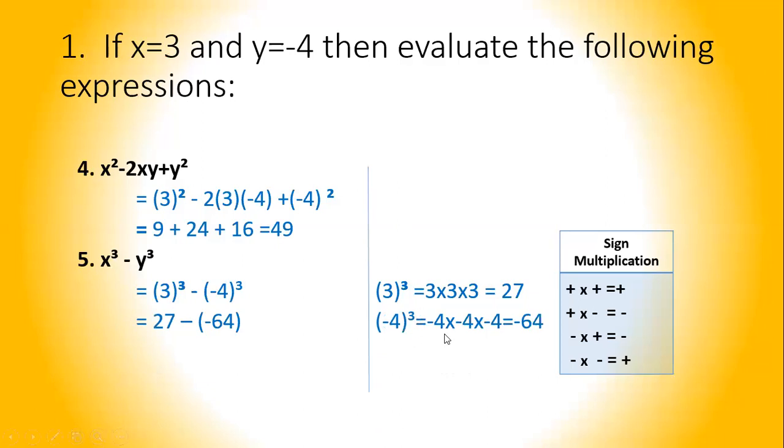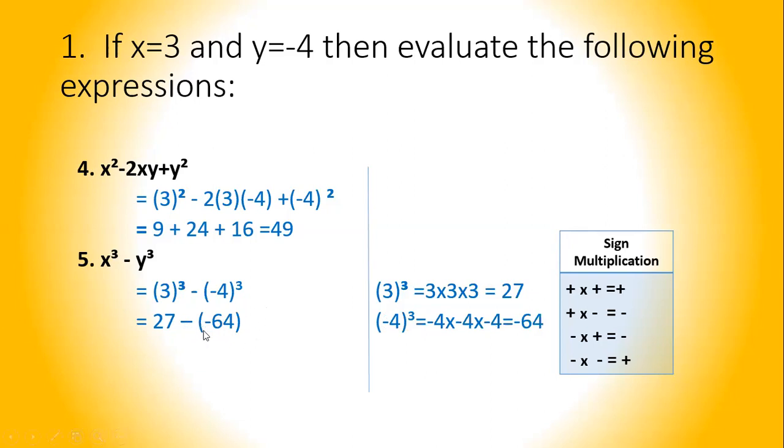Minus 4 cube means minus 4 is multiplied 3 times. So minus minus plus, and plus minus minus. When the minus sign is multiplied 3 times, it gives the answer in minus. So 4 into 4 is 16 and 16 into 4 is 64. So here we can put the values of 3 cube, 27, and from the question, minus 4 cube, minus 64. Clear?